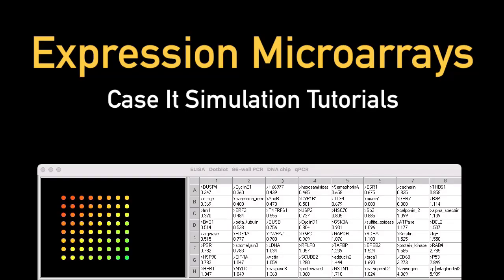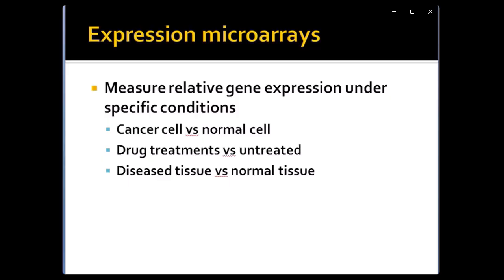In this tutorial, we will demonstrate how to use the KCIT software simulation to run an expression microarray. This type of microarray measures relative gene expression under specific conditions. So some examples are listed here. If you have cancer cells versus normal cells, or cells that are undergoing a drug treatment versus untreated tissues, or diseased tissues versus normal tissues. So in all of these cases, there will be certain genes that are enhanced and others that are decreased. And that can be used for research purposes or for diagnostics or to determine the prognosis of a disease condition.